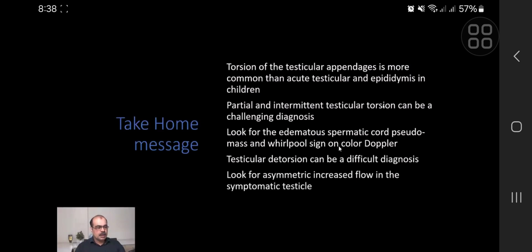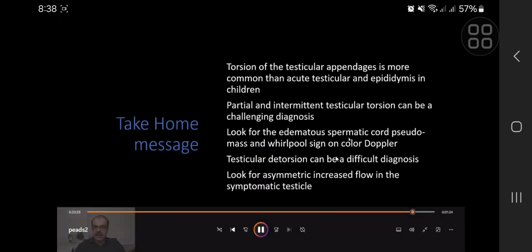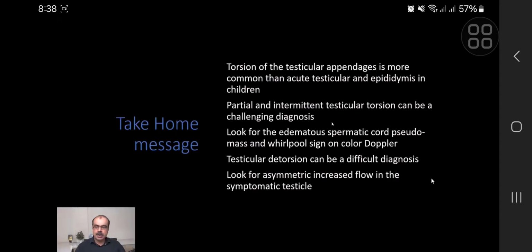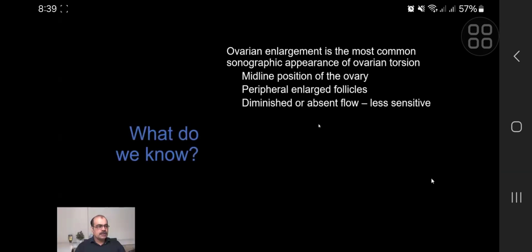And obviously, asymmetric increased flow on the symptomatic side indicates an intermittent testicular torsion, and this is an important thing. If there is reduced flow, then it is torsion, and if there is increased flow on the symptomatic side, it is detorsion or intermittent torsion. And for female patients, ovarian enlargement is the most common sonographic appearance of ovarian torsion. The things to remember are midline position of the ovary, along the posterior aspect of the uterus in the midline area, then peripherally arranged follicles, and diminished flow.